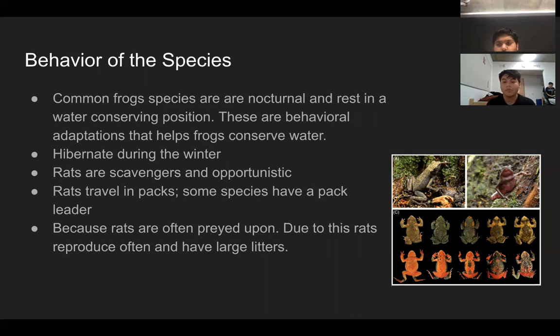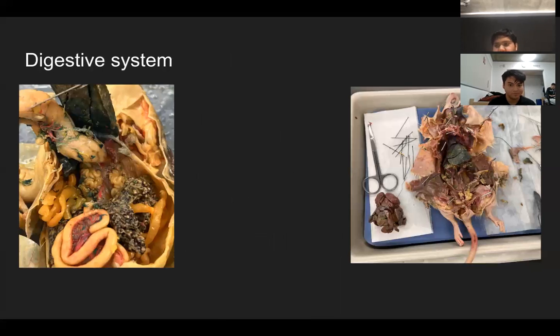Rats are both opportunistic and scavengers. They will eat anything from trash to corpses. Rats also seem to travel in packs. Brown rats, for example, seem to follow the largest rats, while some other rat species have several dominant rats. Rats are often preyed upon. Because of this, rats mate, reproduce, and have large litters to compensate for their constant losses, like other animals dying. Continue.